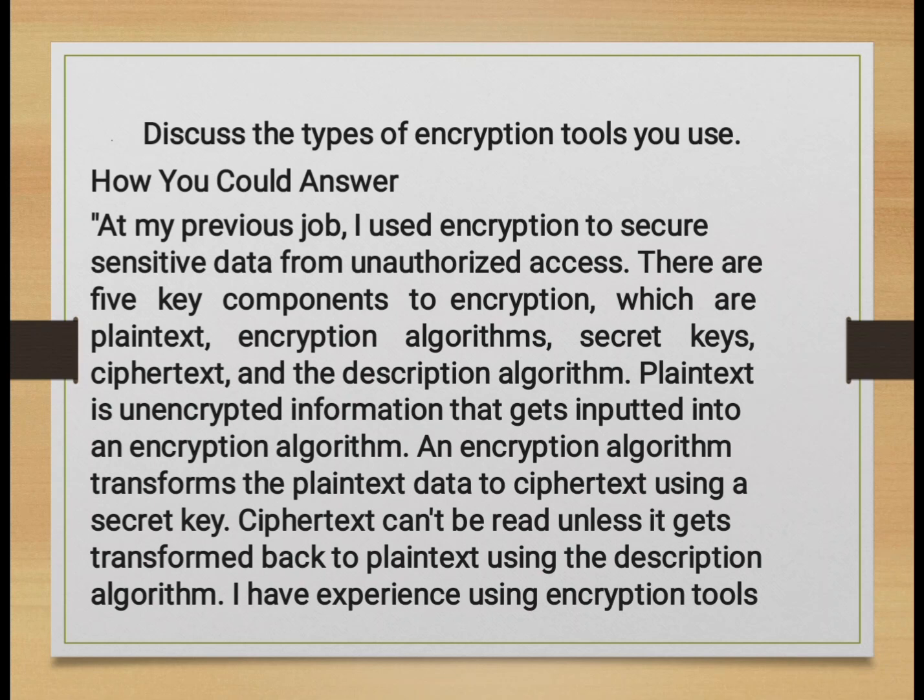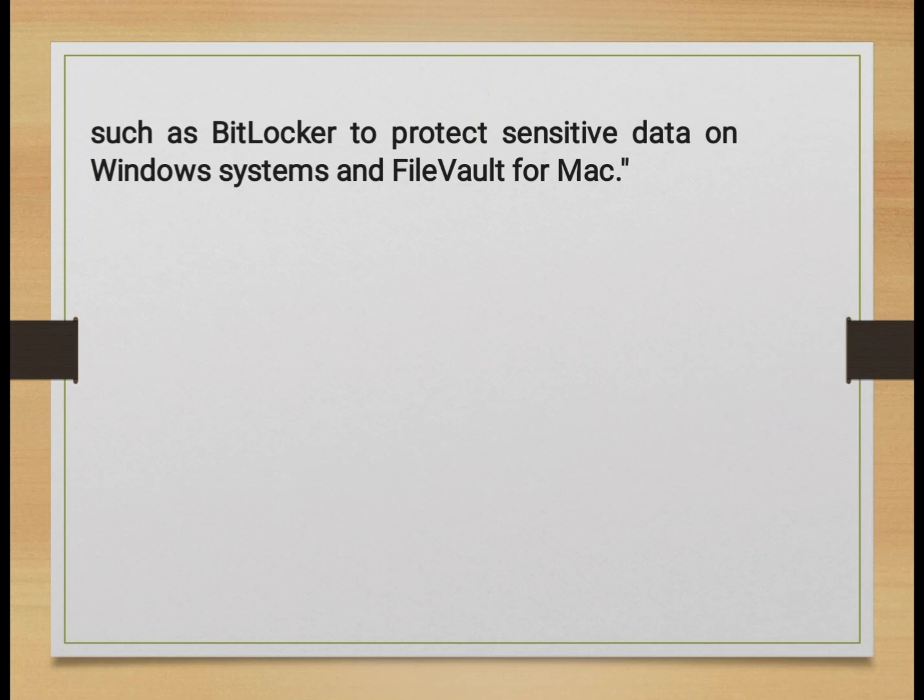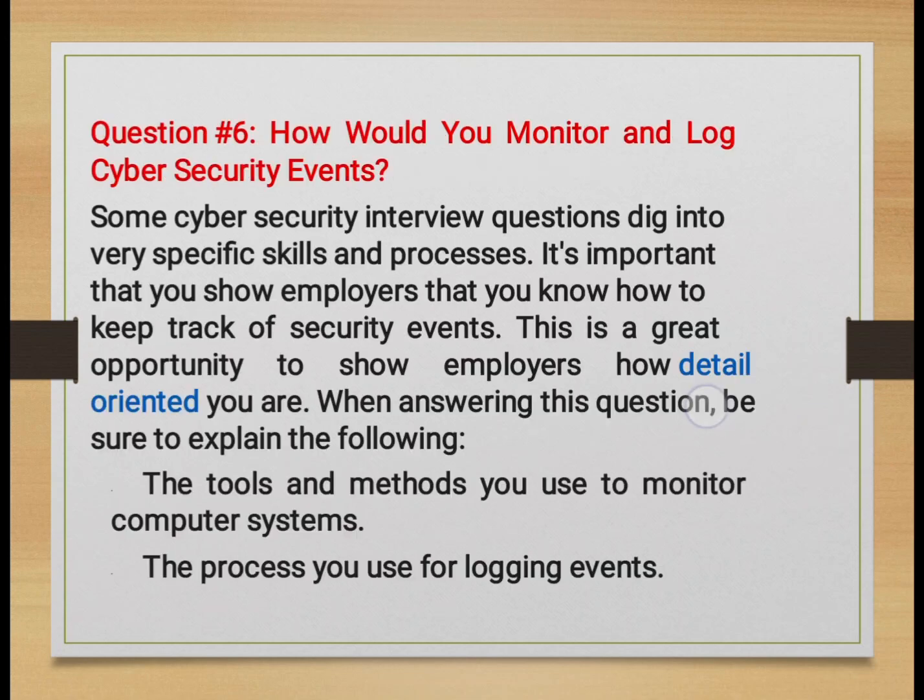At my previous job, I used encryption to secure sensitive data from unauthorized access. There are 5 key components to encryption, which are plain text, encryption algorithms, secret keys, ciphertext, and decryption algorithms. Plain text is unencrypted information that gets inputted into an encryption algorithm. An encryption algorithm transforms the plain text data into ciphertext using a secret key. Ciphertext cannot be read unless it gets transformed back to the plain text using the decryption algorithm. I have experience using encryption tools such as BitLocker to protect sensitive data on Windows systems and FileVault for Mac.